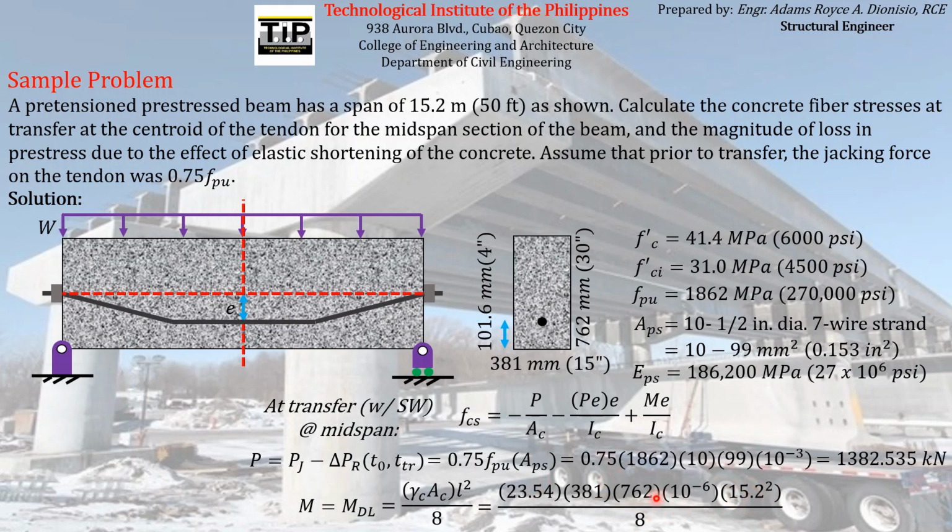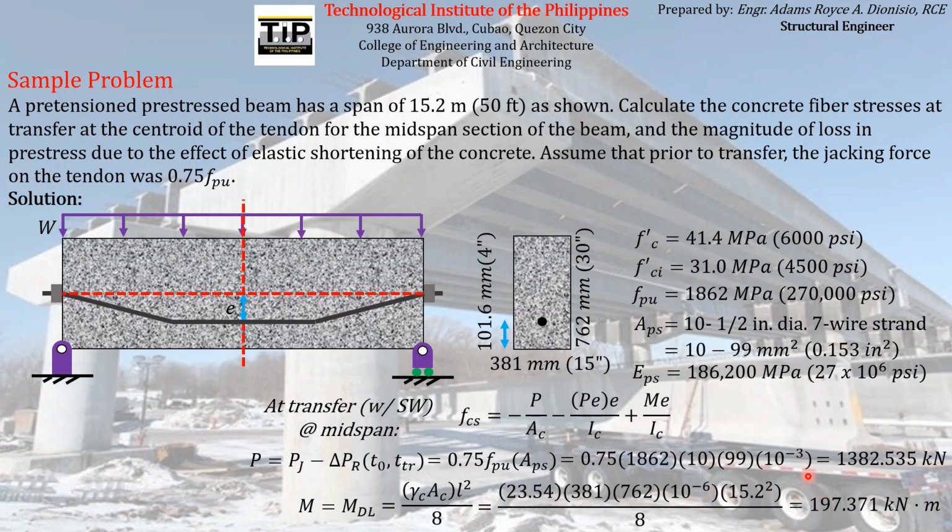Then we will find the bending moment acting at midspan due to the dead load or self-weight of the concrete beam, which is equal to this. So the resulting units will be kilonewton meter, since we have expressed this in terms of kilonewton per cubic meter and the other parameters in terms of meter.